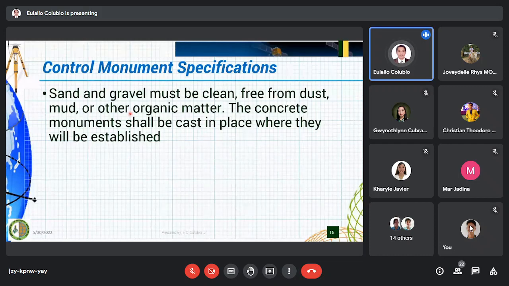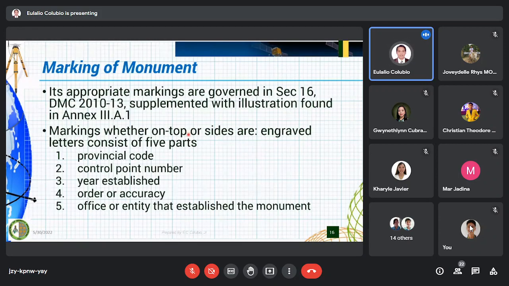Okay, so the concrete monuments shall be cast in place where they will be established. Okay? So unsa ang forma, no? Dili. So later on ako ipakita ang sa iyahang sukod and dimensions.